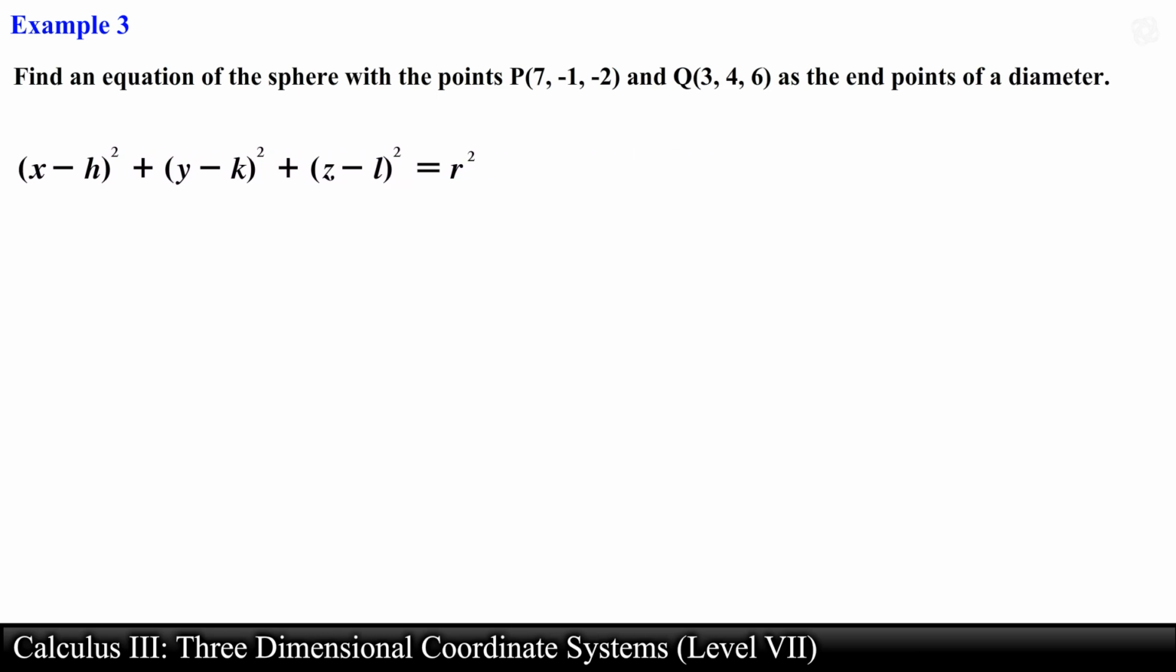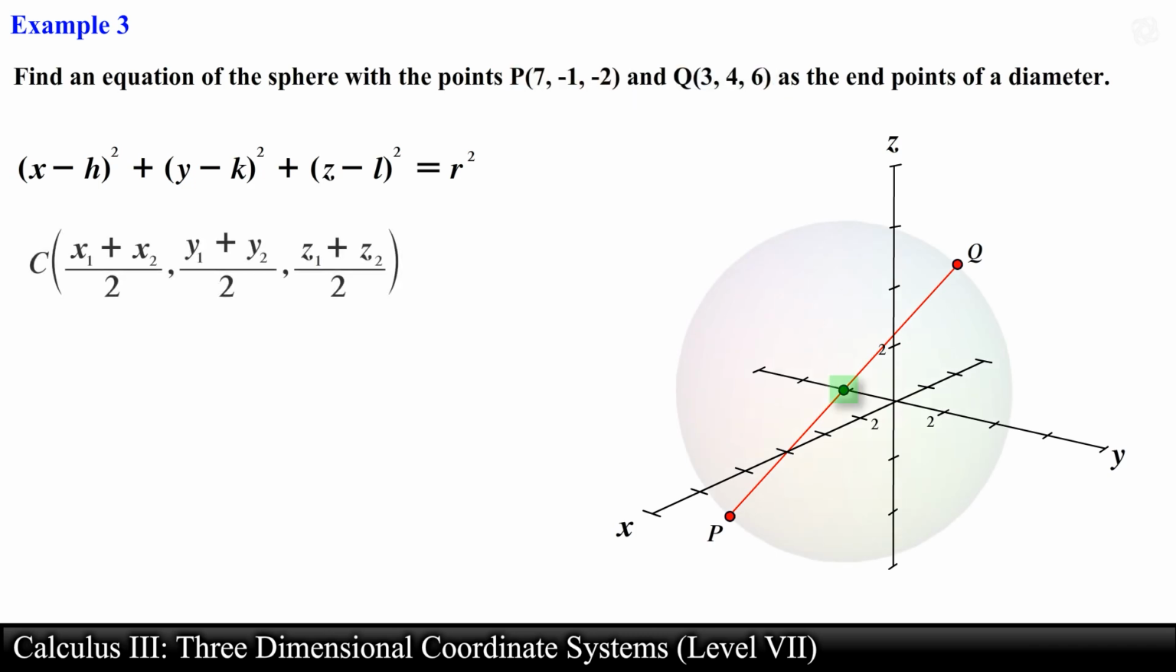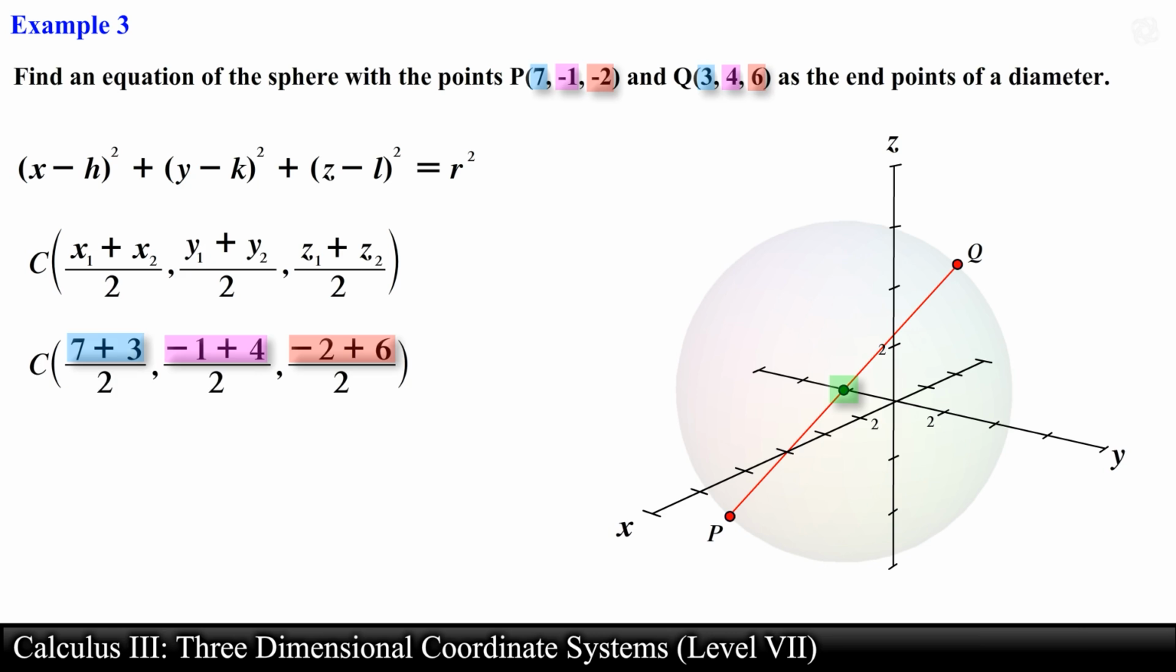Let's find the center of the sphere first. Notice that we are provided with the endpoints of the diameter. Recall from elementary geometry that the diameter is a line segment that passes through the center of the circle. In this case, the line segment passes through the center of the sphere. So how can we find the coordinates of the center of the diameter? We can find the coordinates of the center by finding the midpoint of the diameter. In other words, we use the midpoint formula in 3 dimensions. So we essentially find the average of the 2 points' x, y, and z coordinates.